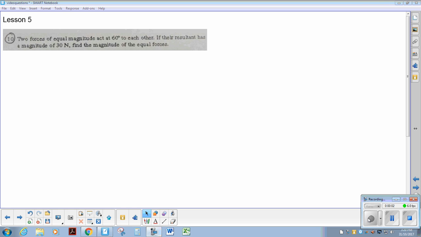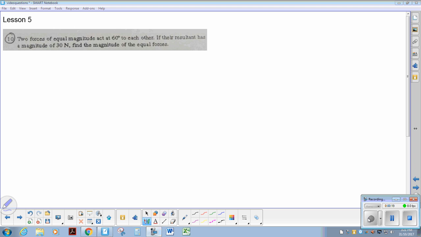Hello, I've had a question in Unit 1, Lesson 5 of vectors here. Question number 10 in Lesson 5. It says two forces of equal magnitude act at 60 degrees to each other. If the resultant has a magnitude of 30 newtons, find the magnitude of the equal forces.